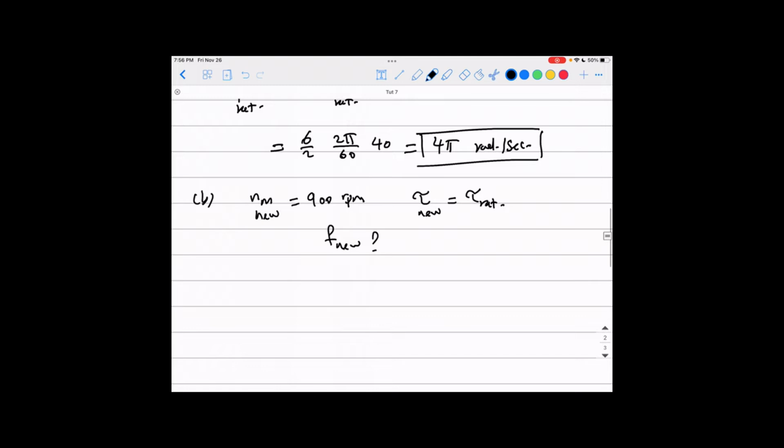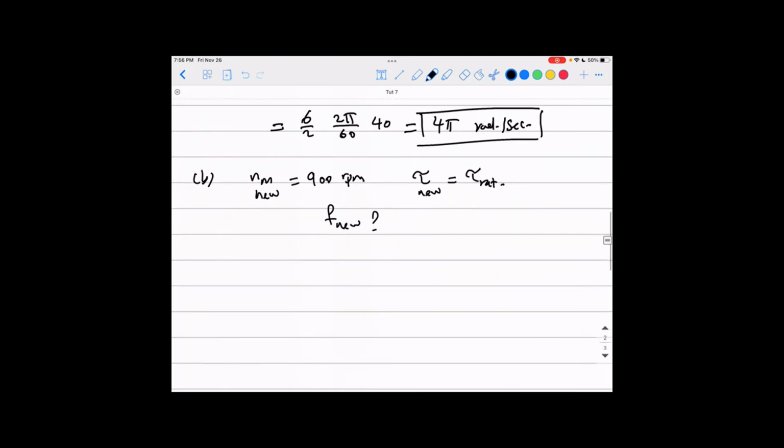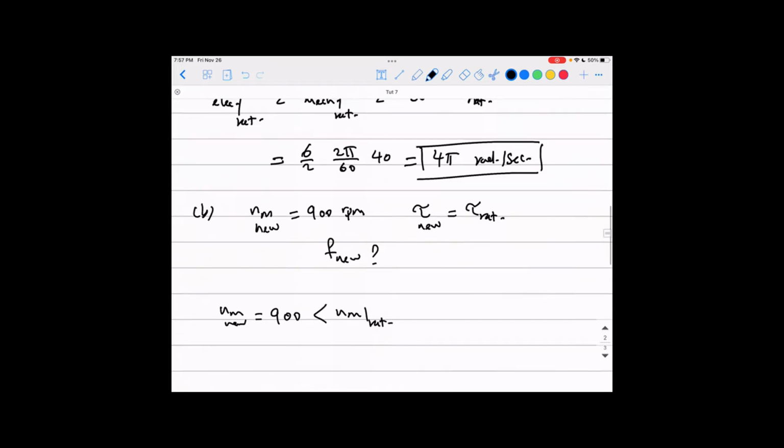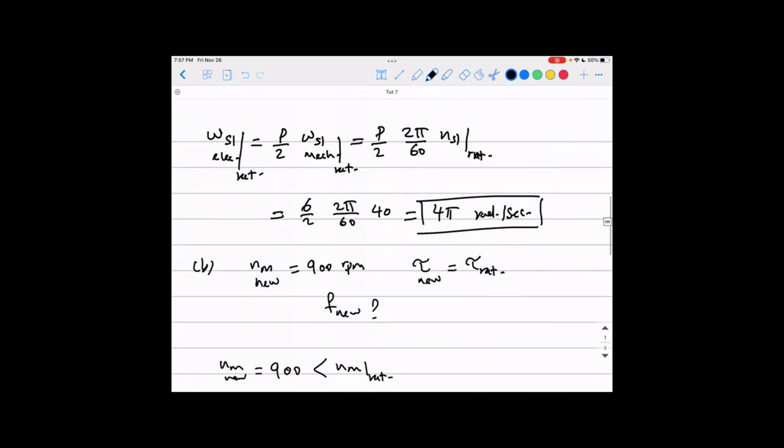Okay. So first of all, before going anywhere, you have to check which zone you're working in. How do you do this? Just look at the speed. The N M new equals 900, which is basically less than the N M rated. If you remember, the N M rated is 1160 here somewhere. That means you're reducing the speed, not increasing it.